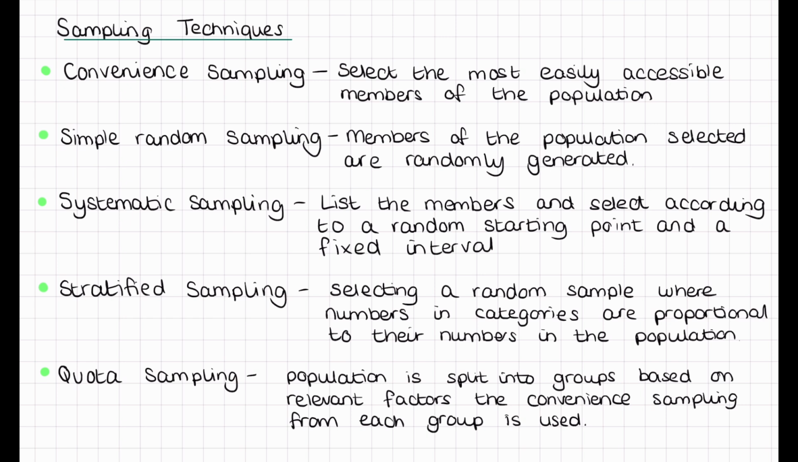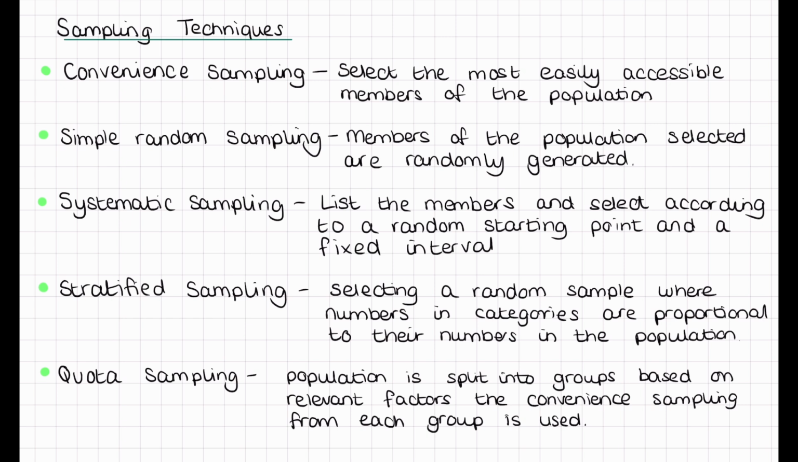Systematic sampling: list the members and select according to a random starting point and a fixed interval. So we would write down all the students in our class and we would say we wanted to sample 5. Then I could say I'm going to start at the second student and I'm going to go every 3 after that. So I start with student number 2, then skip 3 students, then select the next one. Skip 3 students, select that one. And that's how that one works.